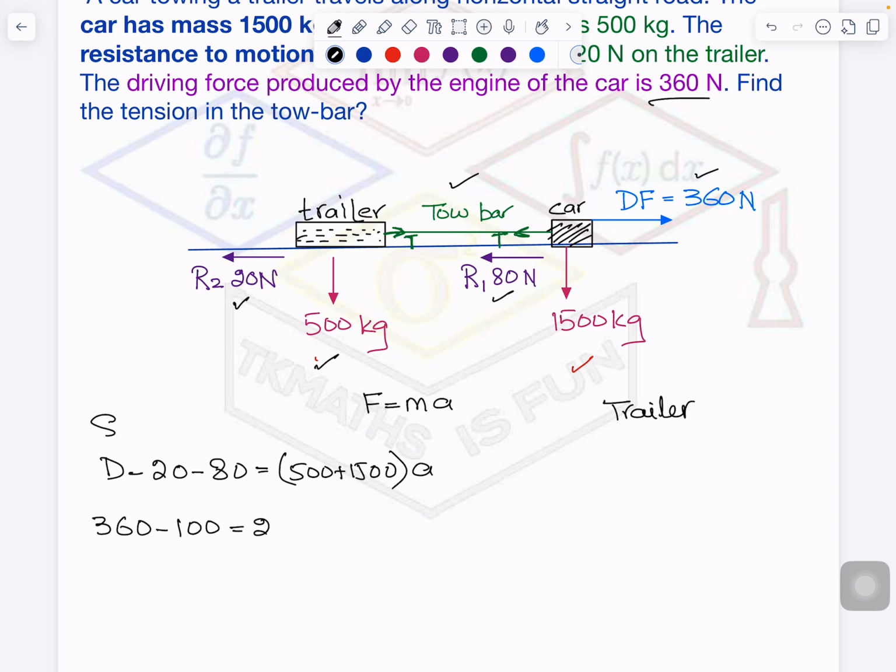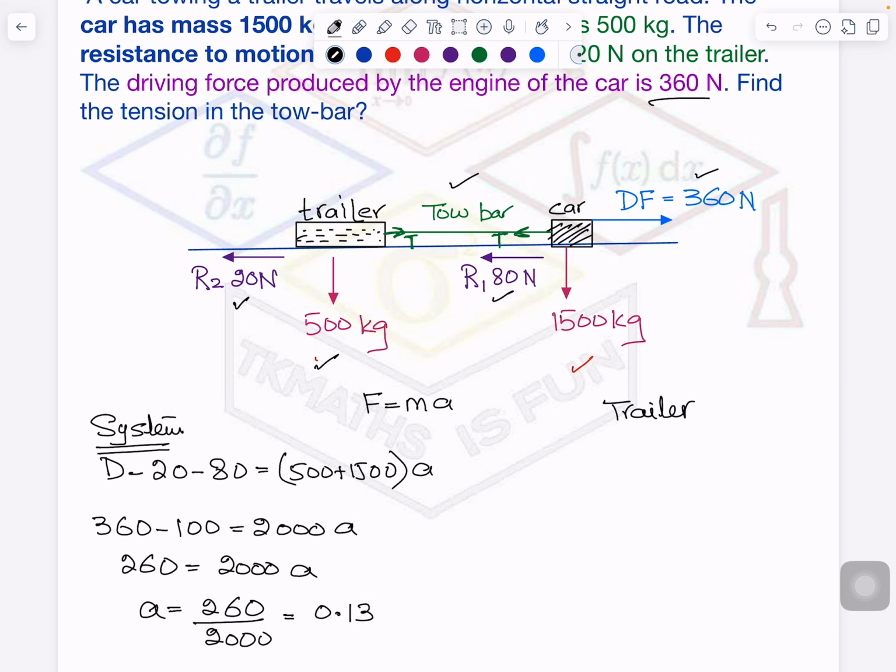So let's write here system first. Okay, so I'm doing it for the whole system. So that's why I'm not considering T in between. So it will become 2000 A, which is 260 equals to 2000 A. So A is equals to 260 divided by 2000, which is equals to 0.13. Please pick up the calculator and check it. So it will be meter per second square.